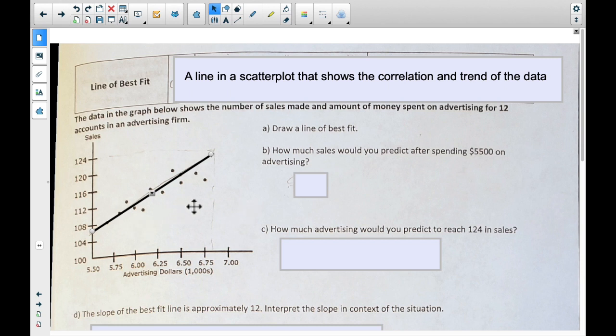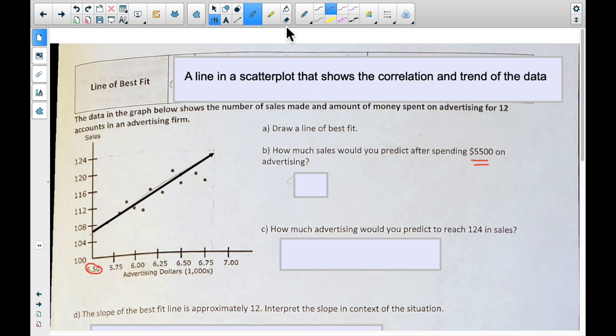And what this allows us to do is make some predictions. So let's take a look at what we have. The data in the graph below shows the number of sales made and amount of money spent on advertising for 12 accounts in an advertising firm. So this is how many sales they made, and this is how much money they spent. Okay? So how much sales would you predict after spending $5,500 in advertising? First of all, the bottom says 5.5, but then it says in thousands. So we want to make sure that we understand what the graph is talking about. When it says in thousands, that means 5.5 thousand. That means 5,500. That one is right here.